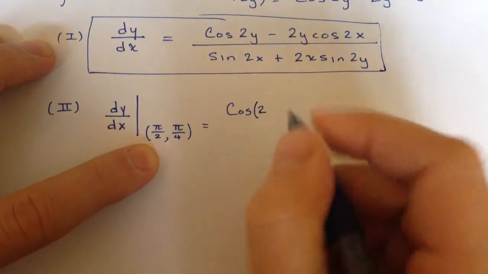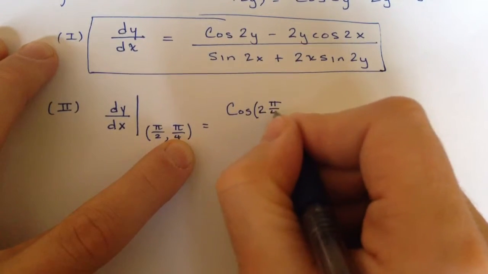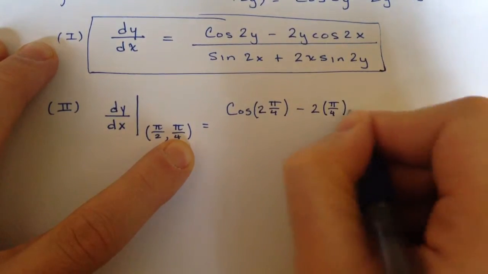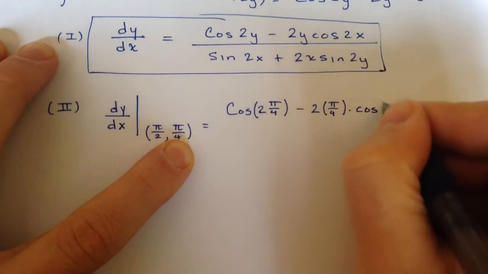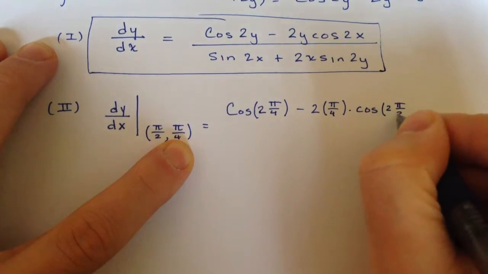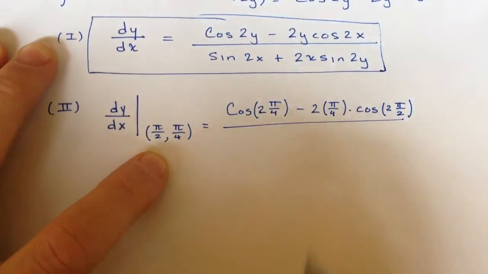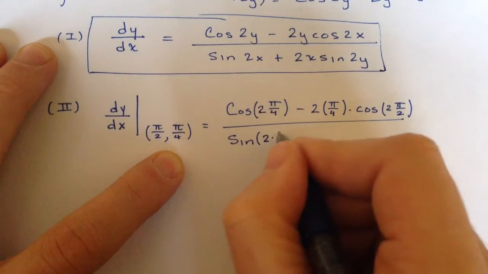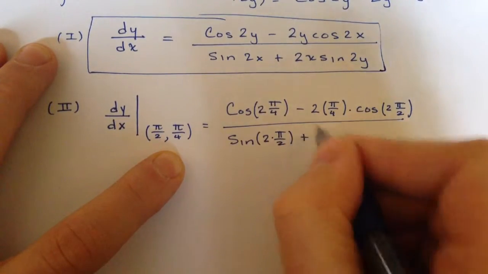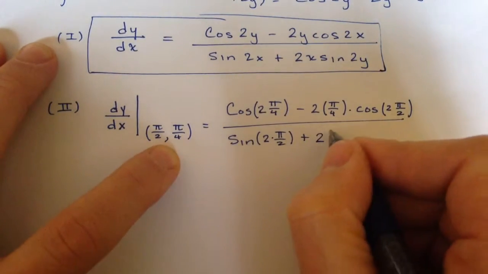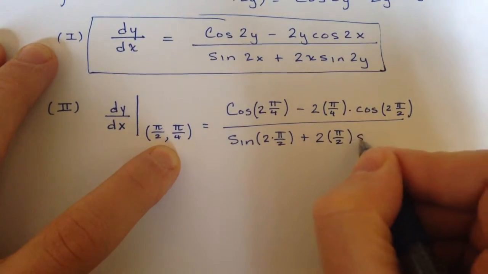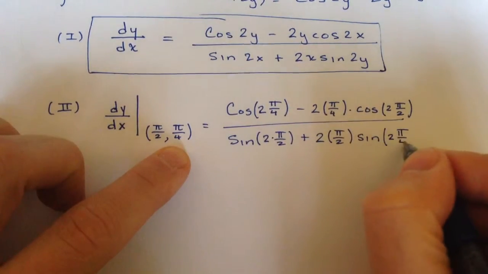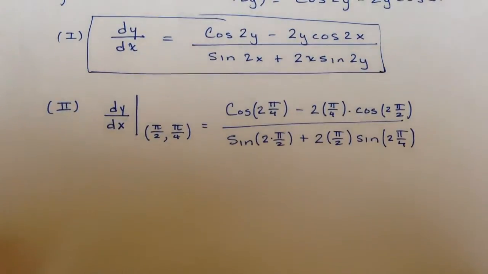Cosine of 2 times pi over 4 minus 2 times y, which is pi over 4, multiplied by the cosine of 2 times pi over 2, all over sine of 2 times pi over 2 plus 2 times our x value, which is pi over 2, times sine of 2 times pi over 4. Ooh. So now we simplify that down.